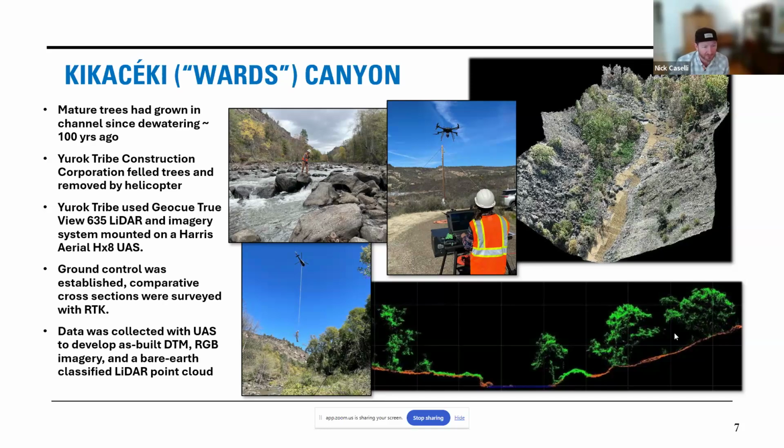This one in the bottom right would just be an example of a classified point cloud where the green is vegetation surfaces, the orange is ground, and the blue is the water surface. So that's just an individual cross section. That's the kind of product we can achieve with this technology. And then the top right image is basically the ortho draped over the DEM surface.